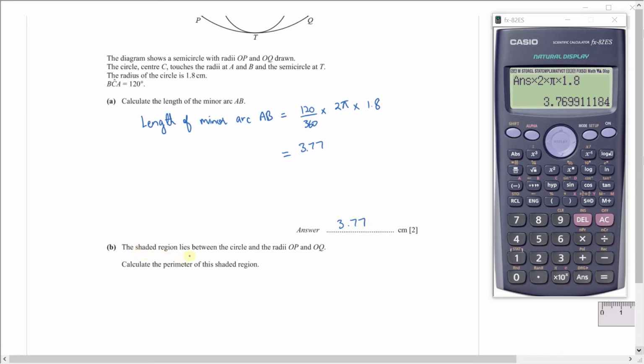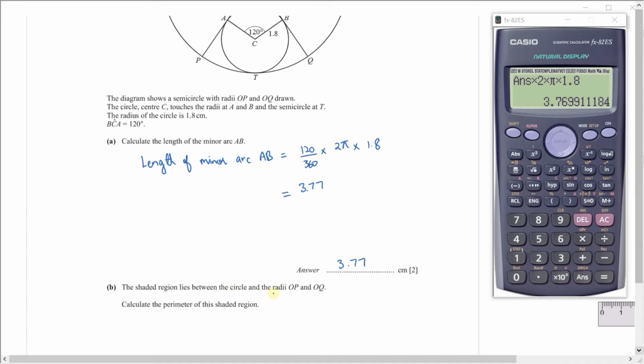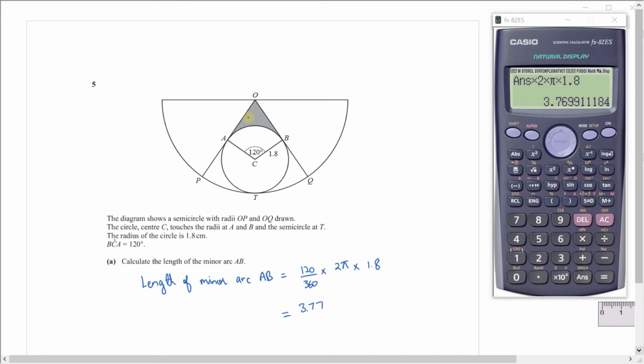Part B: the shaded region lies between the circle and the radii OP and OQ. Calculate the perimeter of this shaded region. So this is your shaded region. The perimeter will include this line OA, this line OB, and this arc length. We already calculated this arc length AB in the previous part. And since these two lines are tangent to this inner circle and originate from the same point O, these two will be equal in length. So we only need to calculate the length of one of these and we can simply multiply it by 2.